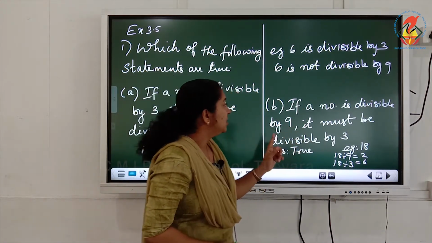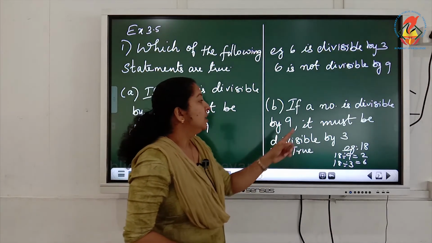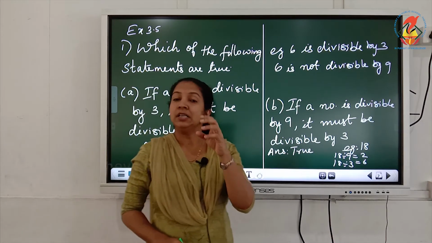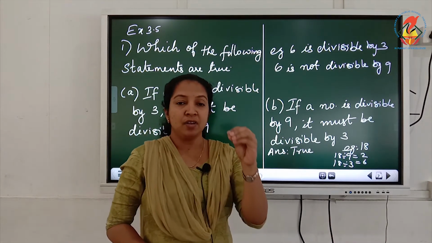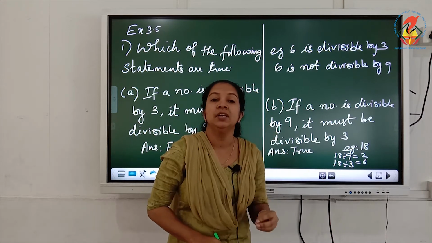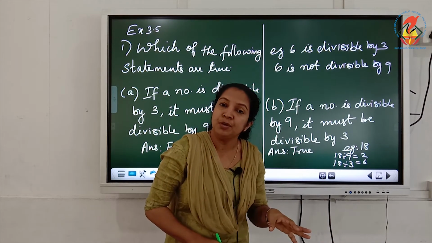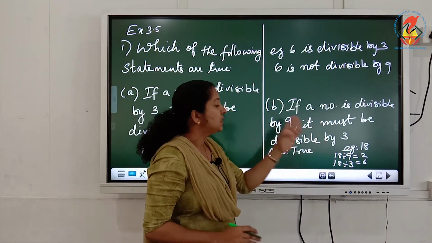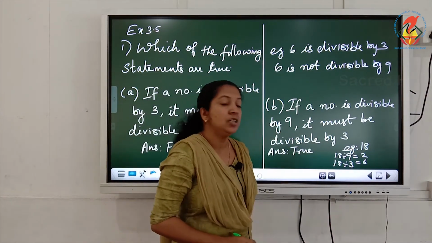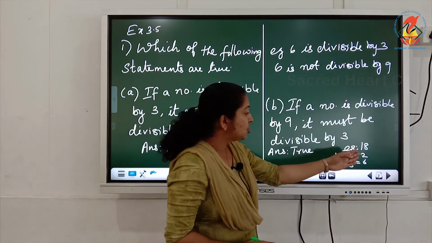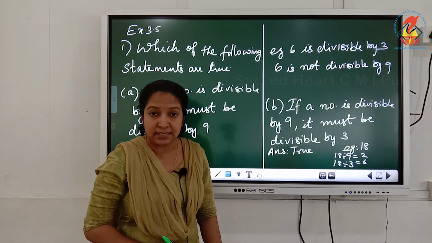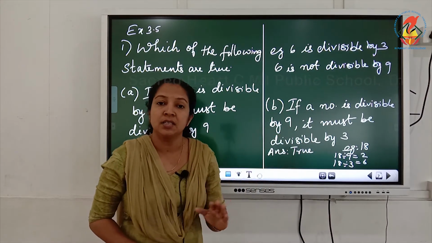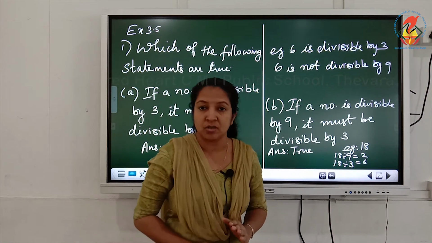Second one, if a number is divisible by 9, then it must be divisible by 3. We have already learned one statement: if a number is divisible by a particular number, then that number is divisible by its factors also. Using that, we can say the statement is true. Consider the example 18. 18 divided by 9 is 2. 18 divided by 3 is 6. If a number is divisible by 9, then it is clear that that number is divisible by its factors also.